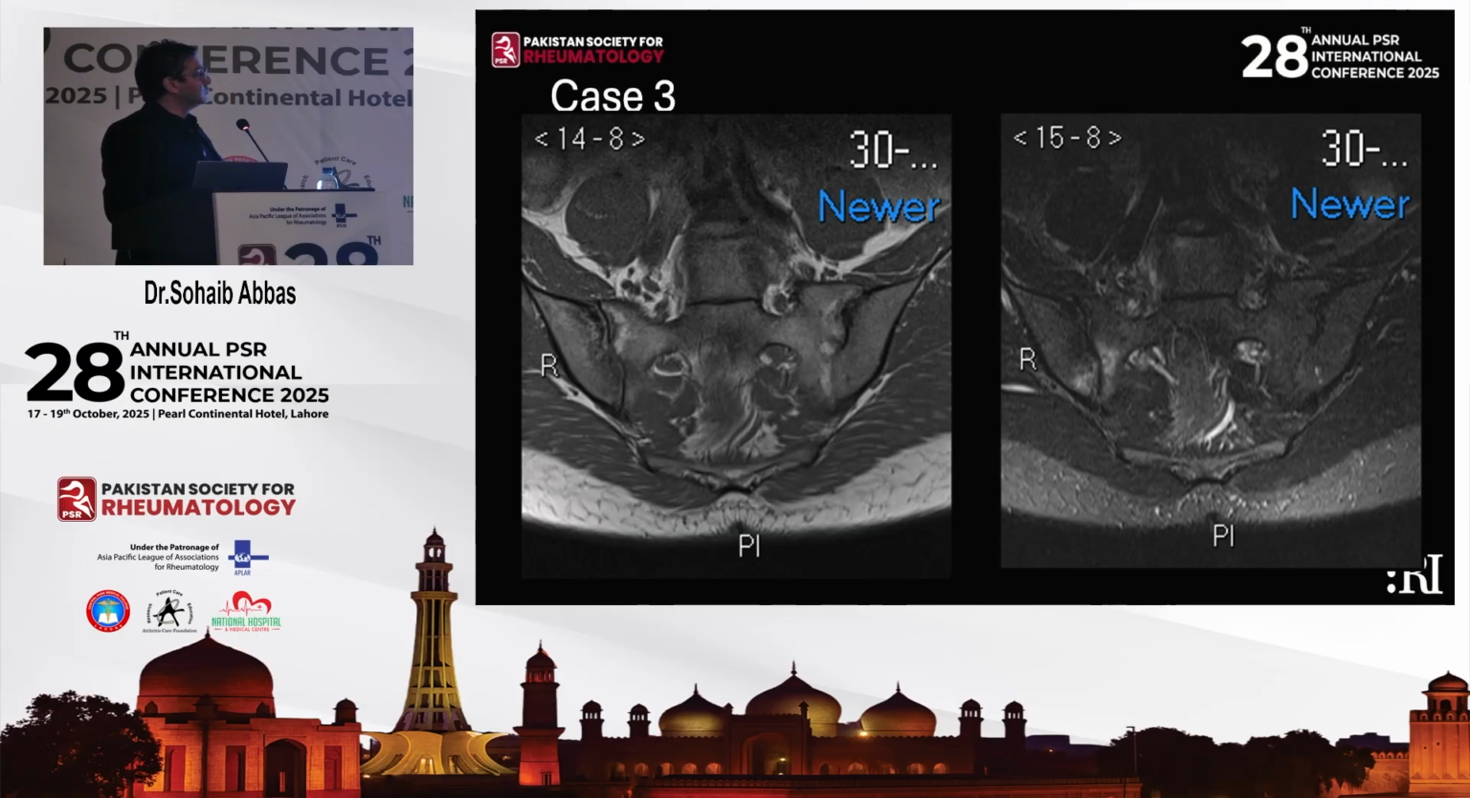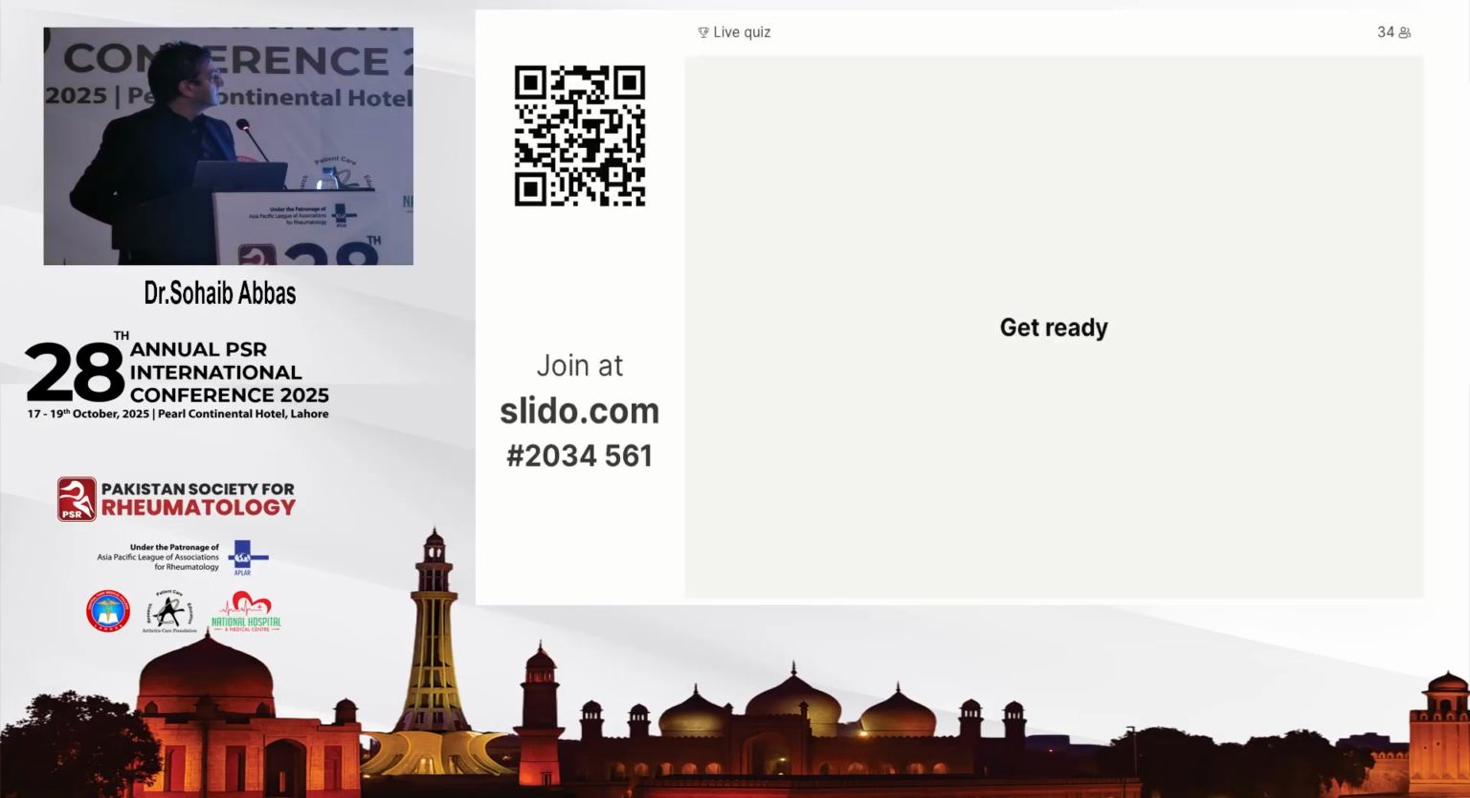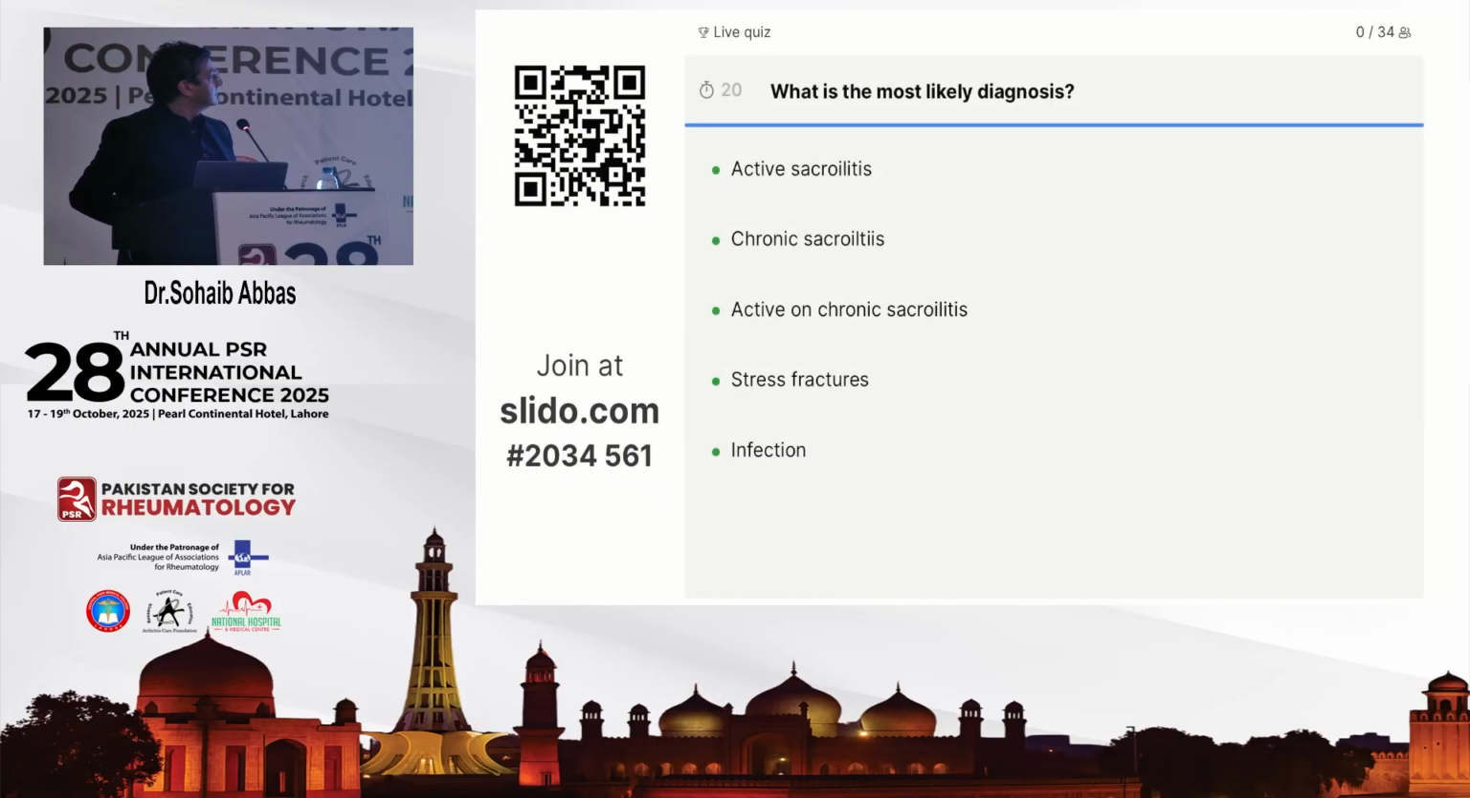Okay, it's ramping it up now. Now it's going to get to some more difficult stuff. Okay, so this is, for the people who don't know, if you do know, I'll just tell you anyway. This is a sacroiliac joint. Okay? So have a look at this. Get ready. There we go. So what's the most likely diagnosis? Active sacroiliitis, chronic sacroiliitis, active on chronic sacroiliitis, stress fractures or infection.